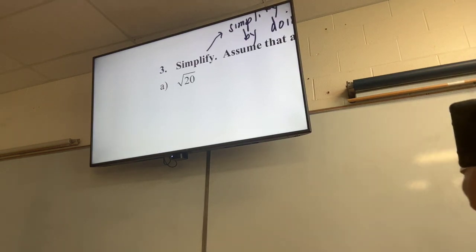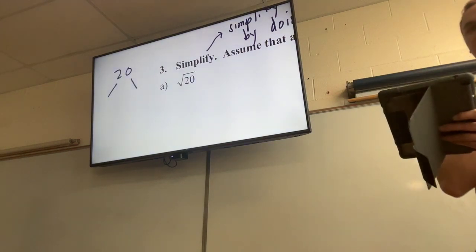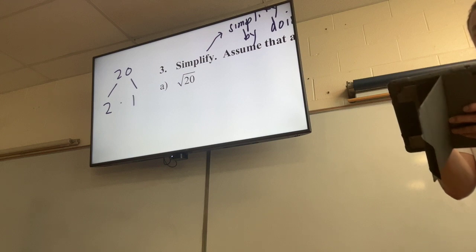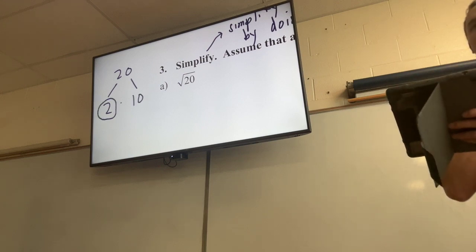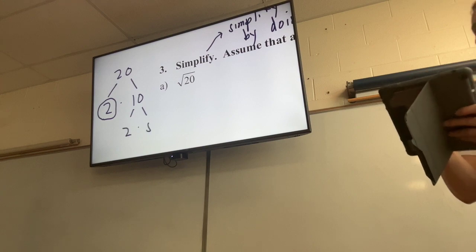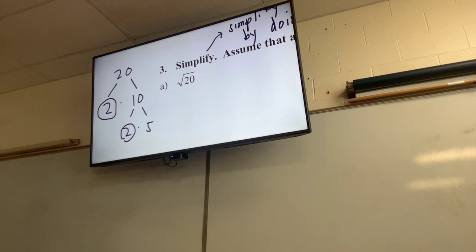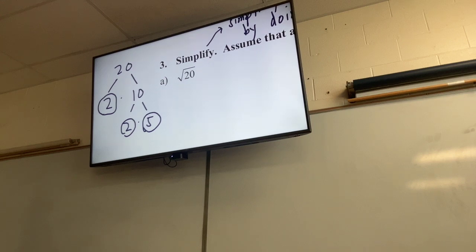All right, so I can rewrite 20 as, let's split this up, 2 times 10. Whenever you see a prime number, just circle it. You say 2 radical 5. Again, if you can do this in your head, just hold tight. So I can rewrite the square root of 20 as the square root of 2 squared times 5.